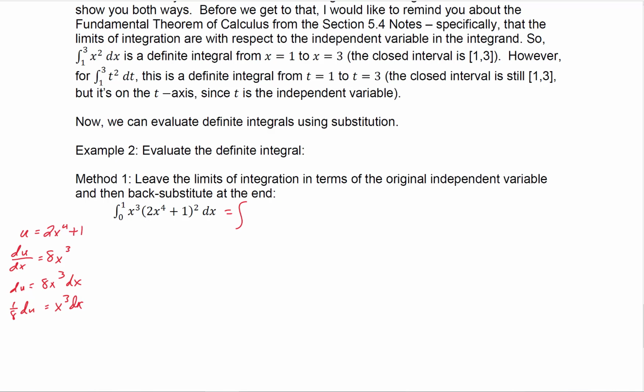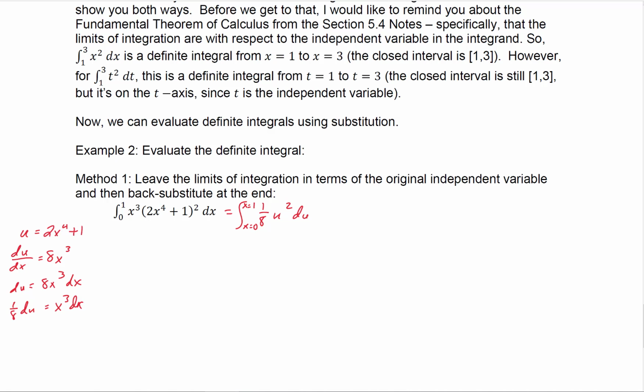So if this was the indefinite integral, this would become the indefinite integral of 1/8 u to the second power du, remembering we can pull that constant out. But in this case, because it's a definite integral, we have to have those limits of integration. Now, we haven't converted our limits of integration. We're going to leave them in terms of the original independent variable. But our integral's in terms of u. So you need to denote this. You need to say that those limits of integration are x equals 0 and x equals 1, because the variables don't match.